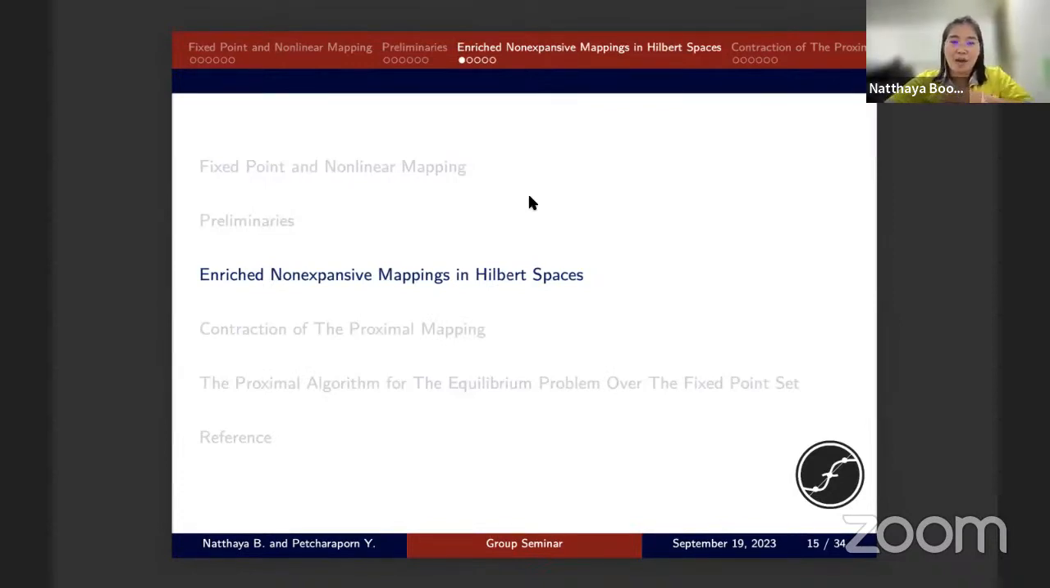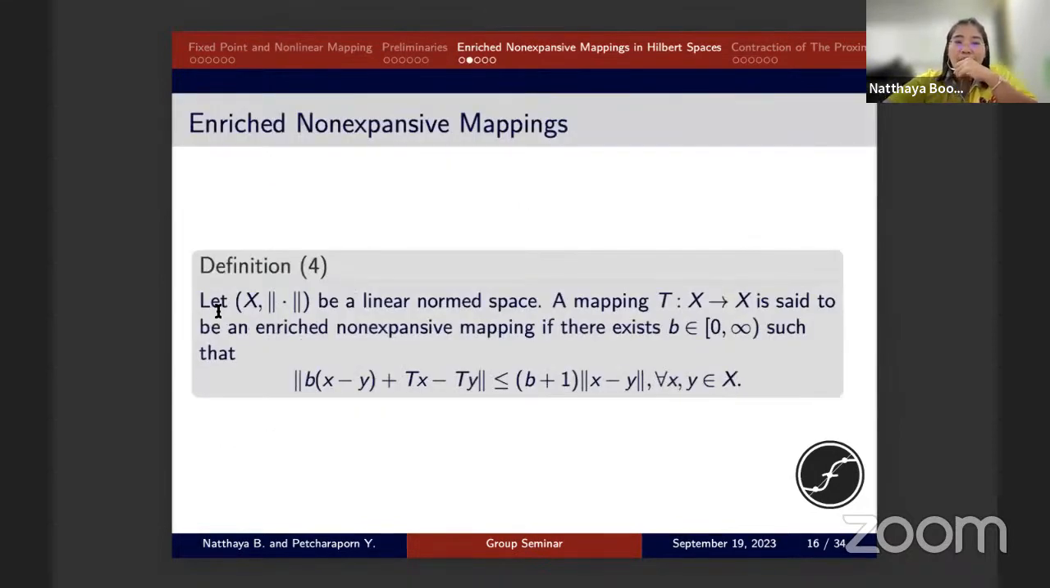Next, I will talk about enriched nonexpansive mappings in Hilbert space. When X is a linear normed space, a mapping T is said to be an enriched nonexpansive mapping if there exists b in the half-open interval [0, infinity) such that the norm of b(x minus y) plus Tx minus Ty is less than or equal to (b plus 1) times the norm of x minus y for all x and y in C.